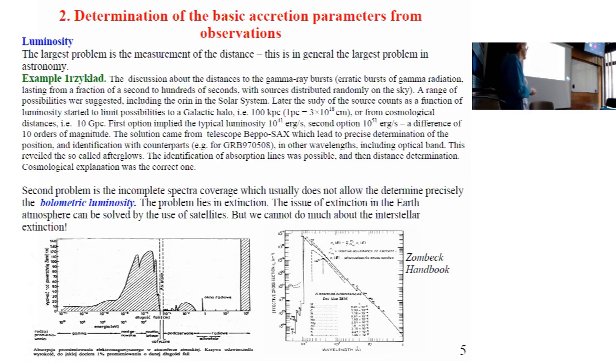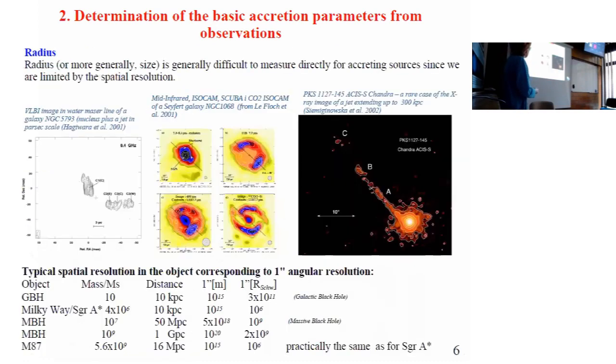So this is a real problem, but we have to live with that. Next, radius. Here the situation is somewhat improving, although in many cases it is still impossible to measure the radius directly, the size of the object, right?